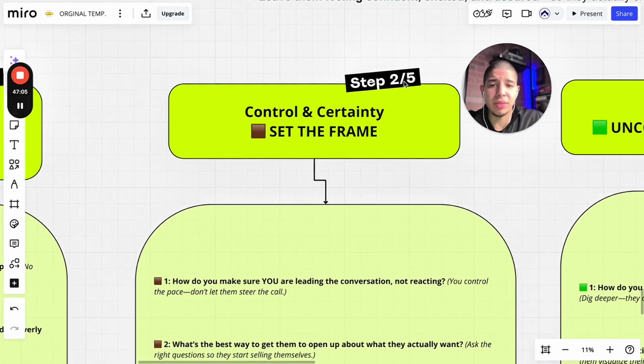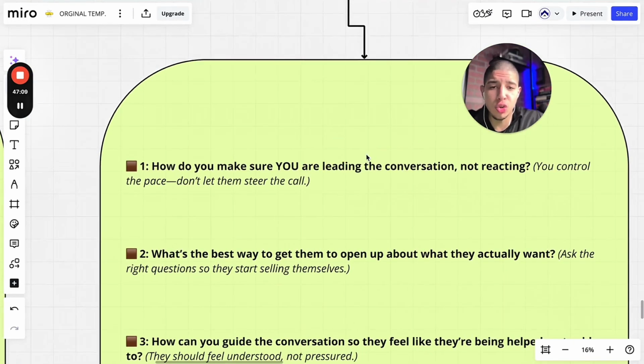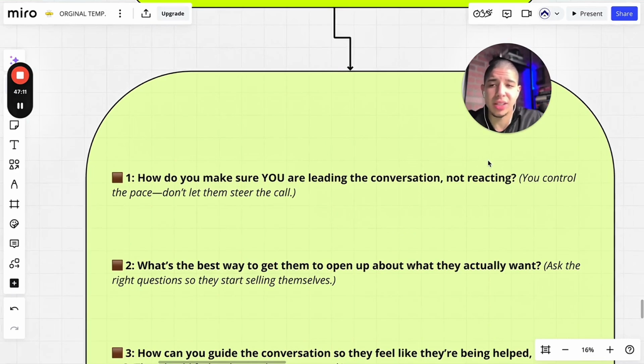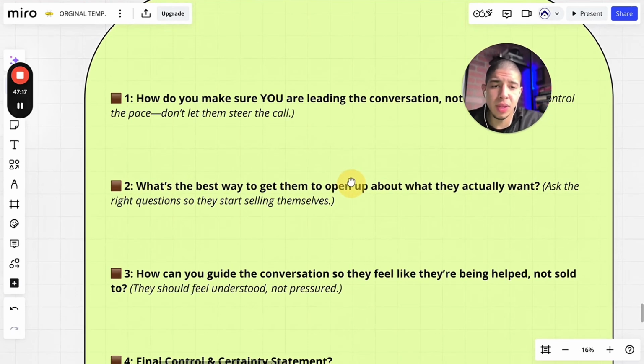Control uncertainty, set the frame, right? Step 2 out of 5. Control uncertainty, set the frame. How do you make sure you are leading the conversation, not just reacting? You can control the pace. Don't let them steer the call, right? What's the best way to get them to open up about what they actually want, right? Ask the right questions so they start selling themselves.